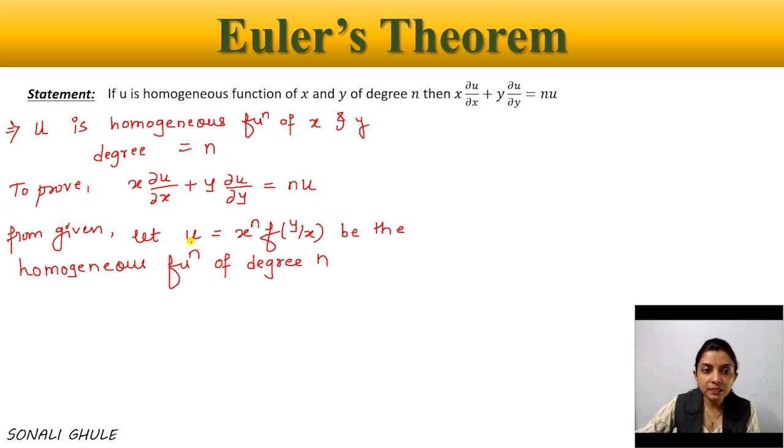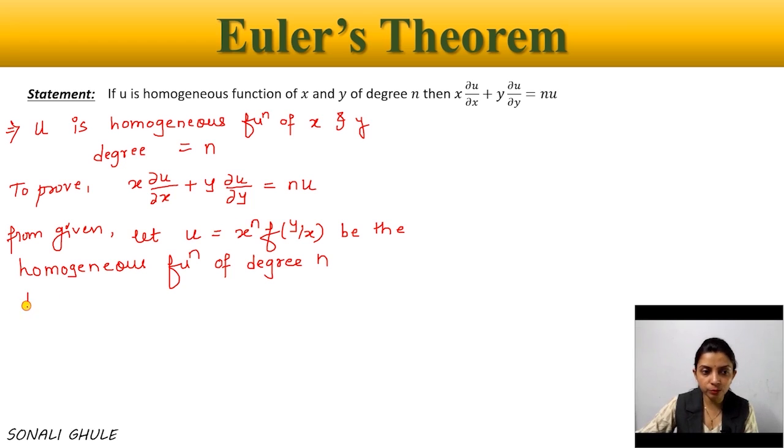Now differentiate this u with respect to x. What are we going to do here? We are going to solve this left hand side. And to solve this left hand side, I have to find these two partial derivatives, ∂u/∂x and ∂u/∂y. So I have to differentiate this u with respect to x and with respect to y partially, because u is a function of two variables x and y.